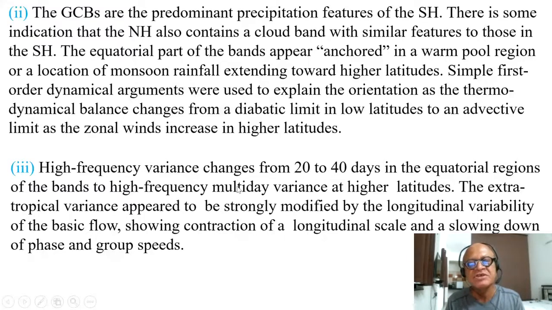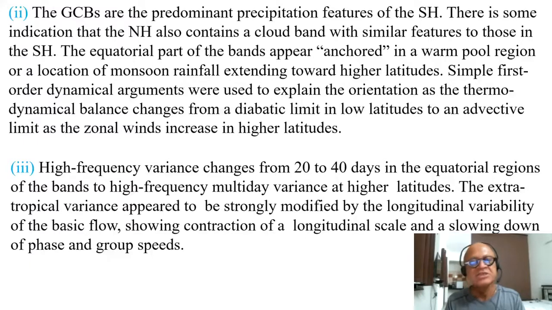High frequency variance changes from 20 to 40 days in the equatorial regions of the bands to high frequency multi-day variance at higher latitudes. So you will get more of a synoptic time scale at higher latitudes. Extratropical variance appears to be strongly modified by the longitudinal variability of the basic flow that we have looked at in the context of modulation of the waves, trapping of the waves, and energy trapping, and so on. So this shows a contraction of longitudinal scale and a slowing down of phase and group speeds.